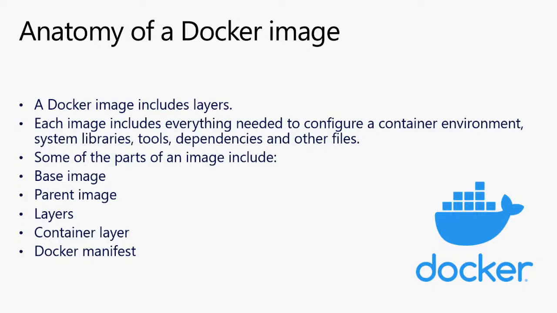And we finish with the Docker manifest. This part of a Docker image is an additional file. It uses JSON format to describe the image using information such as image tags and digital signature.